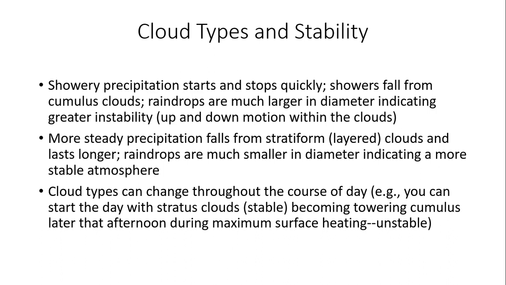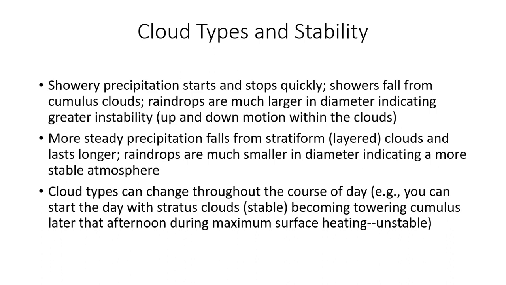Now, more steady precipitation usually falls from stratiform or layered clouds, most predominantly nimbostratus clouds, and tends to last longer. Raindrops are much smaller in diameter, indicating a more stable atmosphere. So the smaller the raindrop diameter, the more stable the atmosphere is.